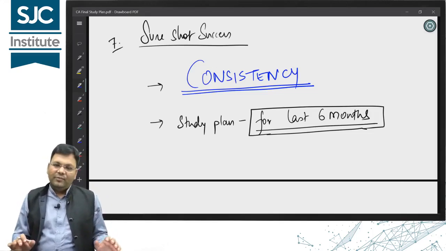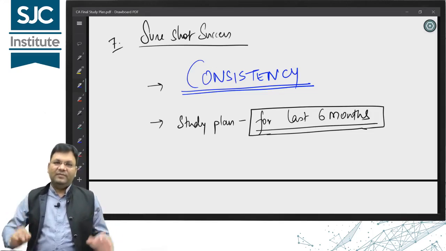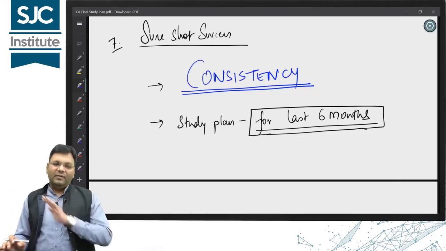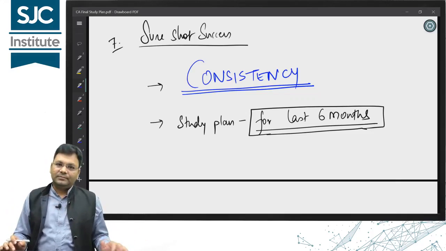Whatever comes my way in my life, I will achieve these milestones for sure. I'll save 6 months, and that 6 months has got a different strategy altogether.